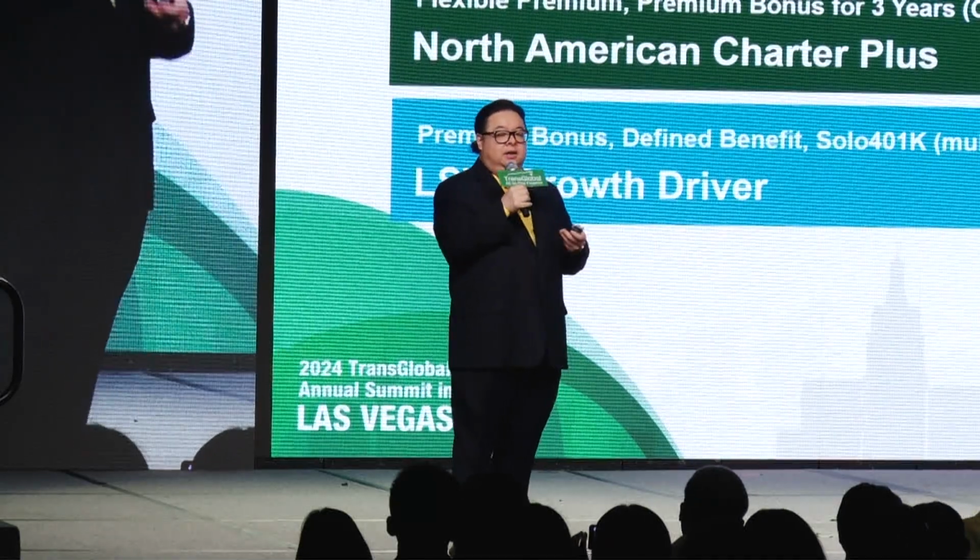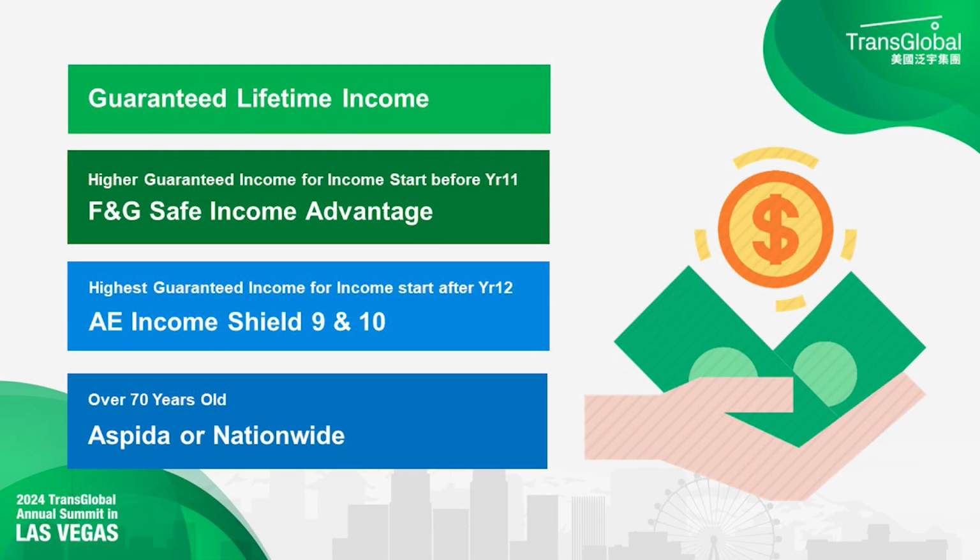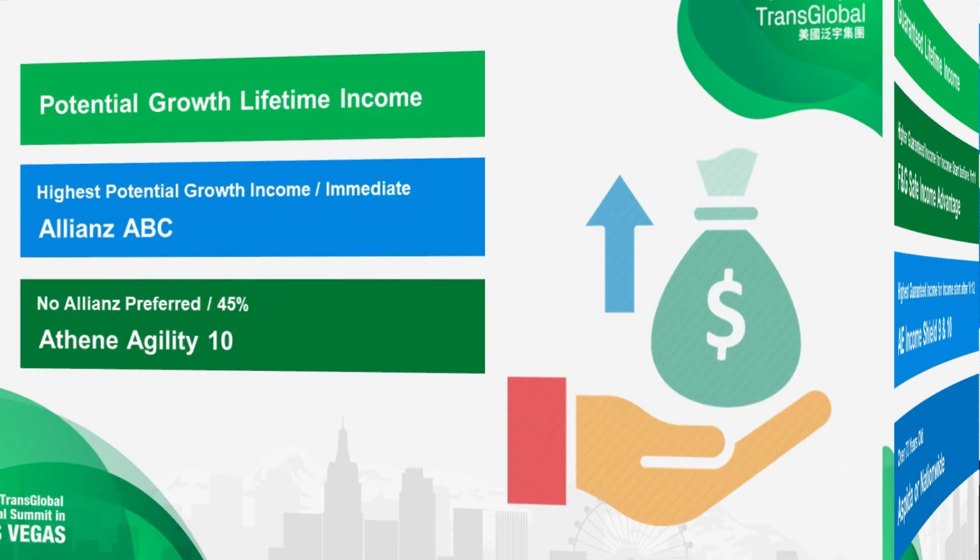That's the reason why it is number 3. Okay, so let's review everything all together. For guaranteed lifetime income product, if you want to take income within the 11th year, it is F&G Safe Income Advantage. If you want to take income after 11 years, it is American Equity Income Shield 9 or 10. For 70 or above, Emeritus or Nationwide.